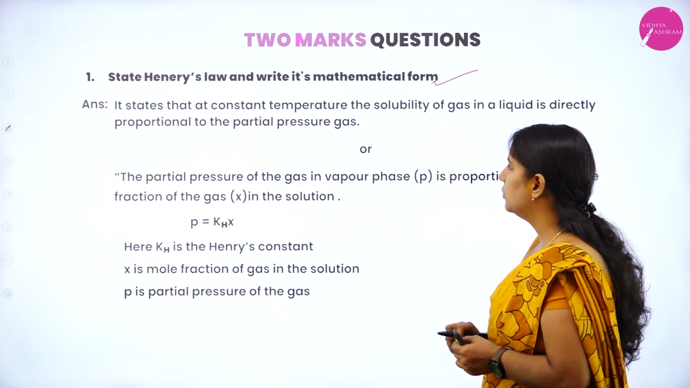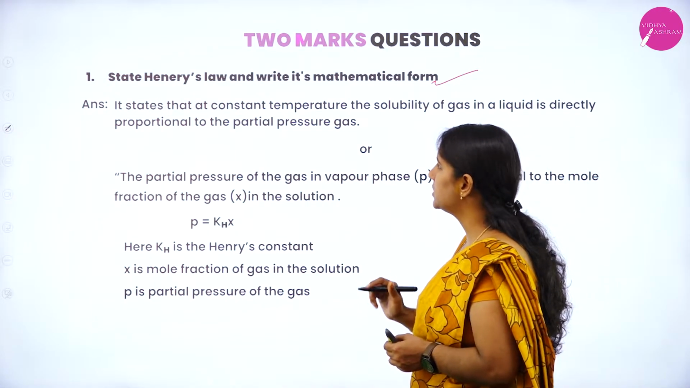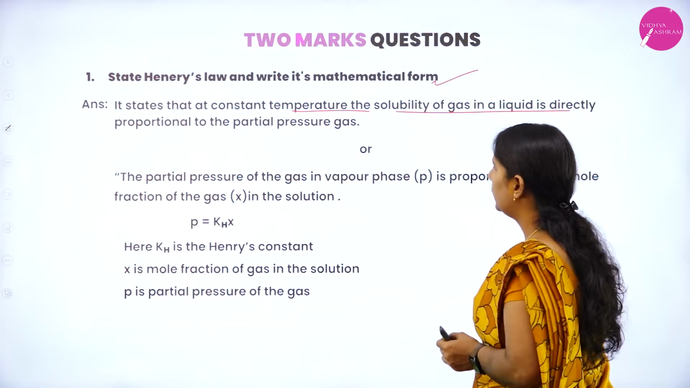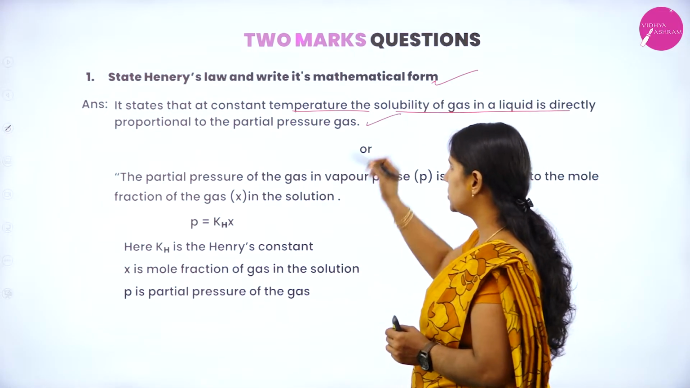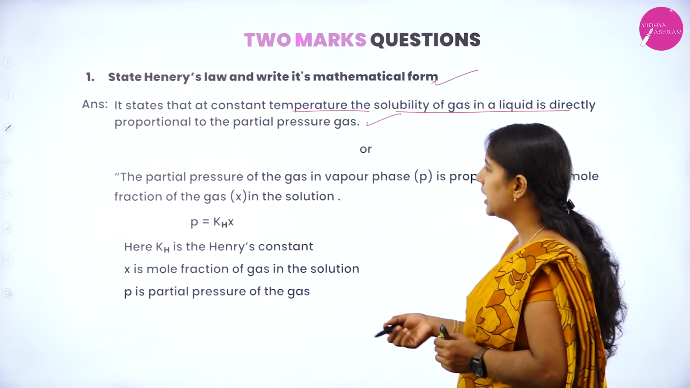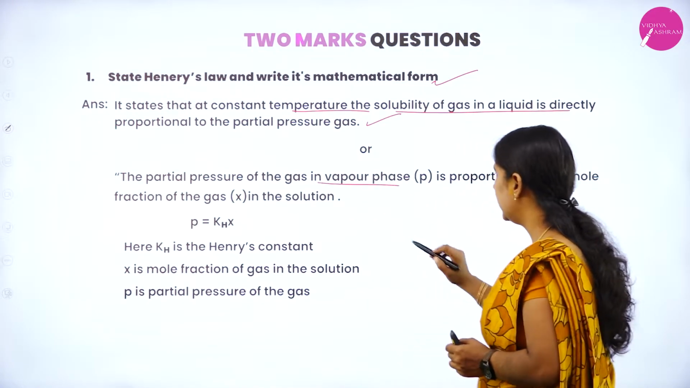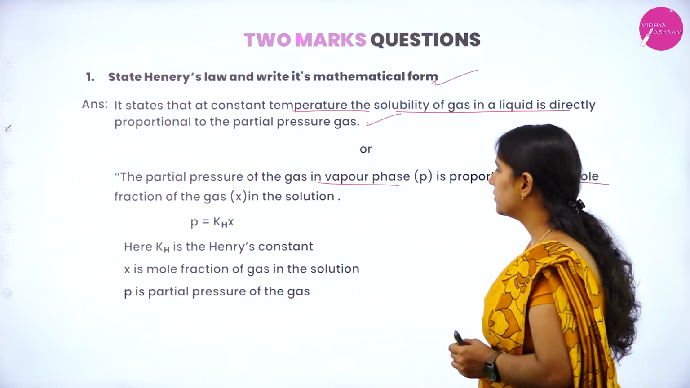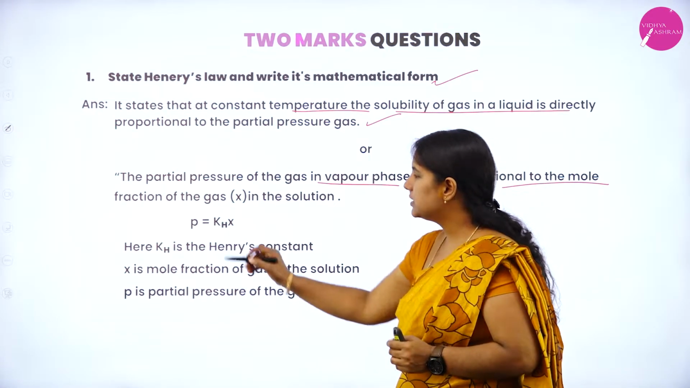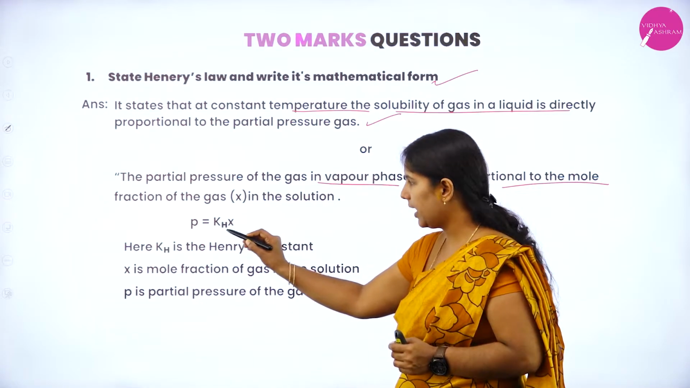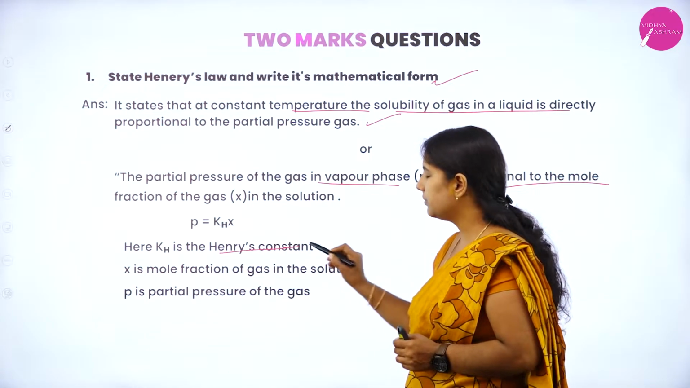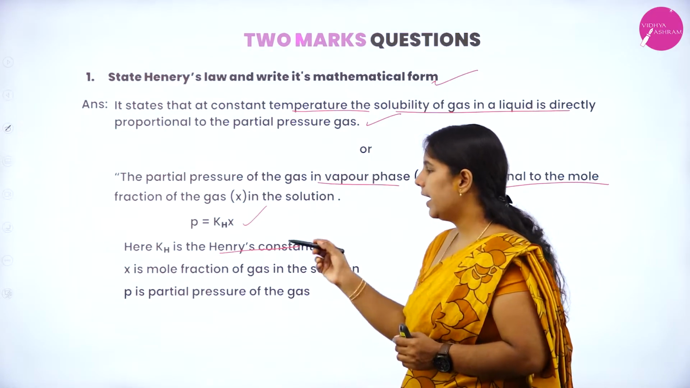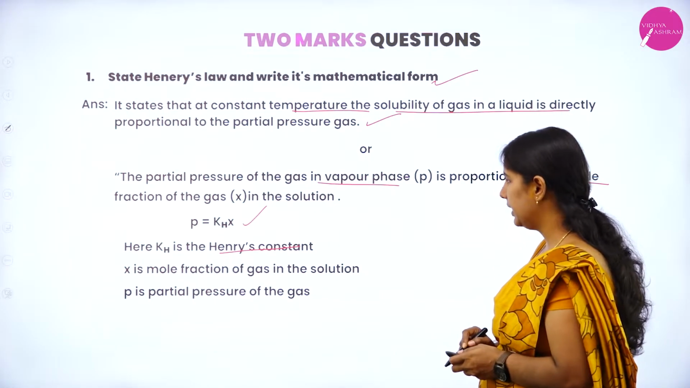So, it can be stated like this. It states that at constant temperature, the solubility of a gas in a liquid is directly proportional to the partial pressure of the gas, or you can say that the partial pressure of the gas in the vapor phase is directly proportional to the mole fraction of the gas in solution, and it is written as p = kH x. kH is Henry's constant, x is the mole fraction of the gas in solution, and p is the partial pressure of the gas.